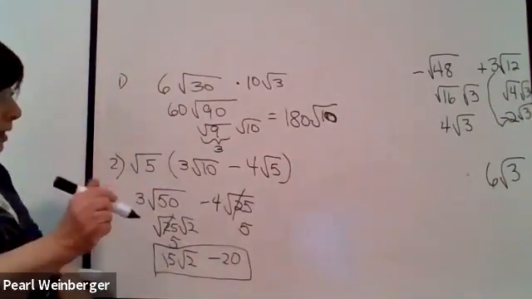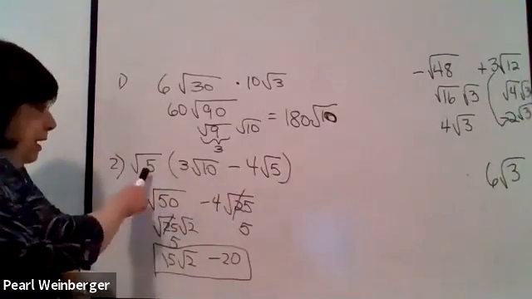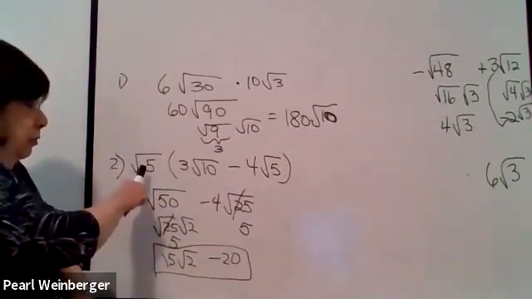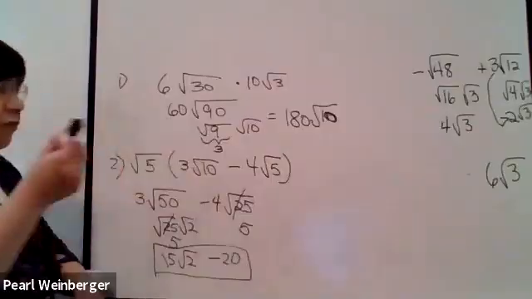I do want to make a comment about here. I multiplied radical 5 times radical 5. Professor, that's 15 radical 2 minus 20. Yes. Okay.